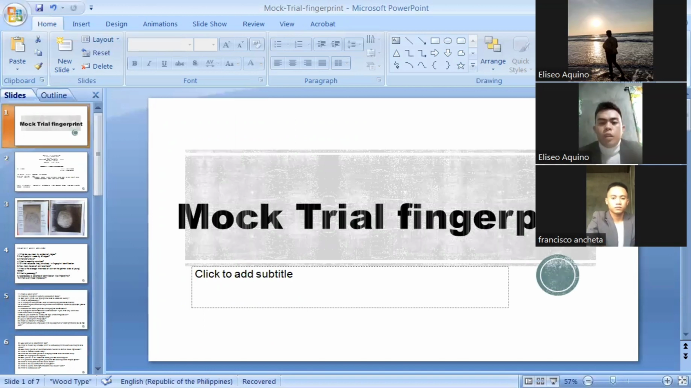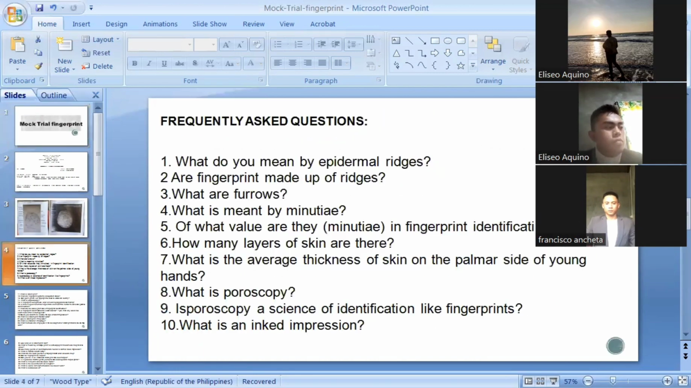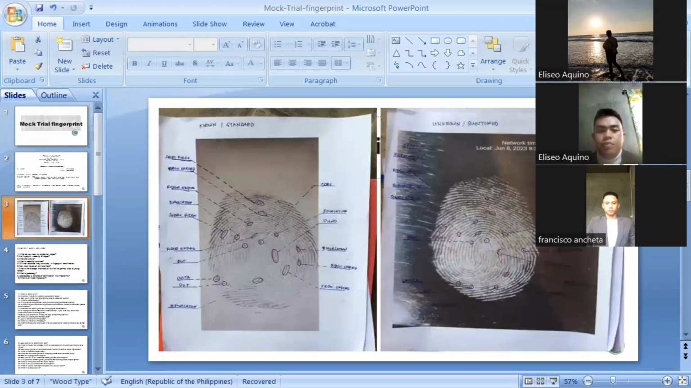So, my name is Eliseo B. Aquino, and I work as a fingerprint examiner at the Urdaneta City Regional Crime Laboratory Office. I am currently 38 years of age and a proud graduate of this university way back in 2006, at the age of 21.